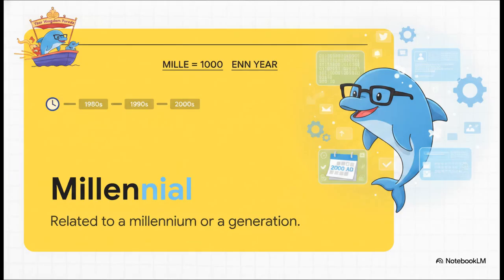And wrapping up our individual words, we have the term millennial. This word describes things related to a millennium or a specific generation that grew up around the year 2000. It still has the double L and the double N, but it ends with IAL because it's an adjective relating to an era. Different ending, entirely different word.